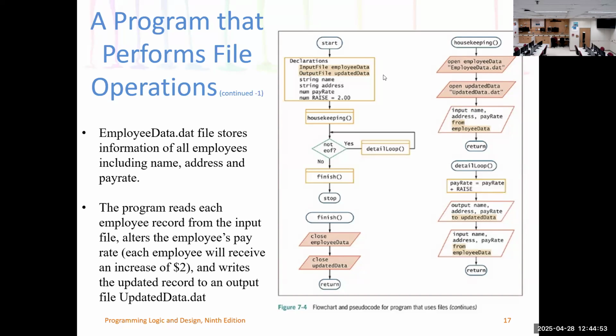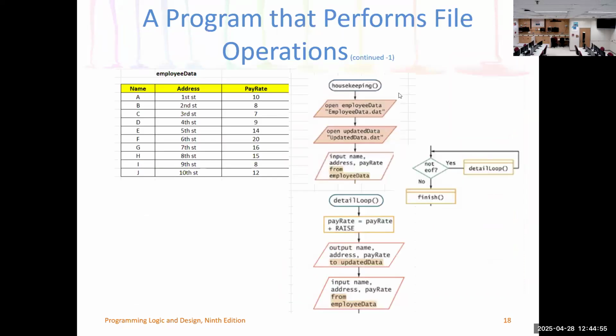I see in my slide here what the process is. Think about this one, right? So what I do is housekeeping. I open this file, I open the other file here. I read the first record. So now I assign name to the variable here, I assign address to the variable here, and I assign the pay rate to the variable here. Okay.